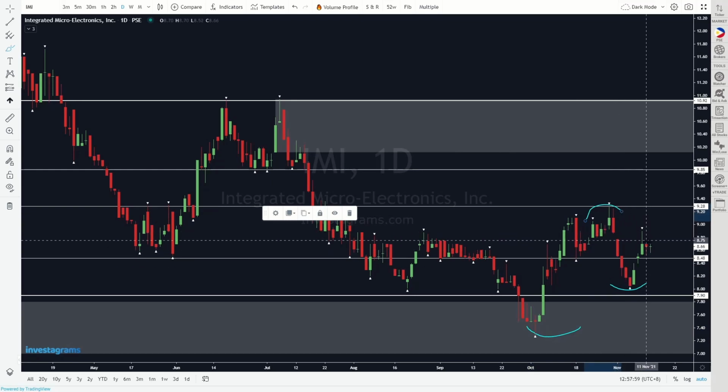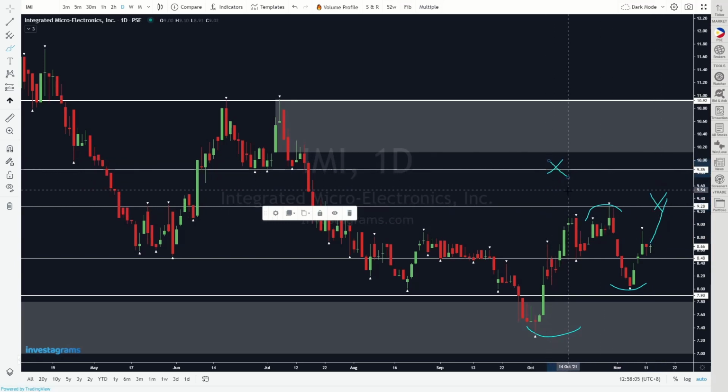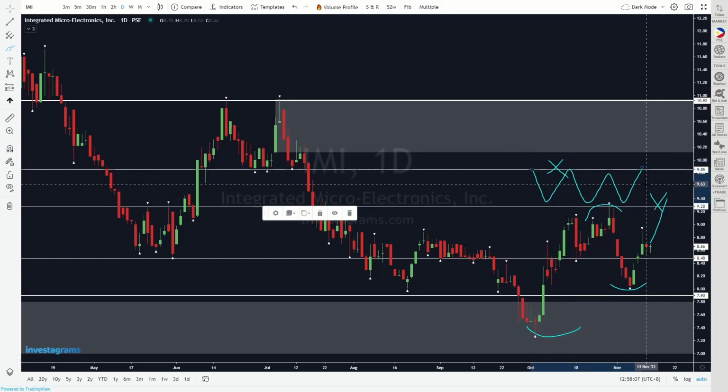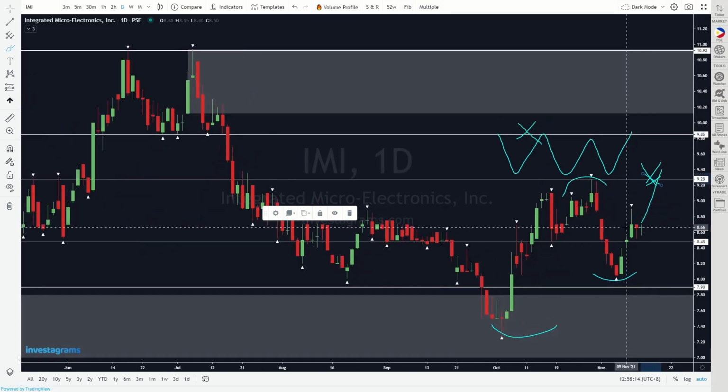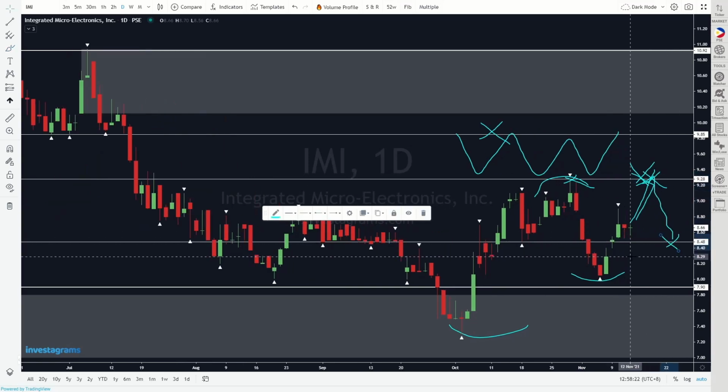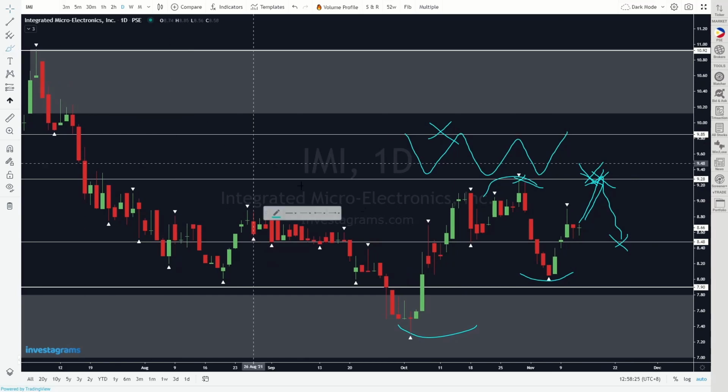So, the expectation here is that the next move is to break 9.28 to possibly target 9.85. Okay? If 9.28 doesn't break, it might just hold as possible resistance. It could resist here, come back down, and then we'll see if it can form an inverted head and shoulders in this area. Like so.